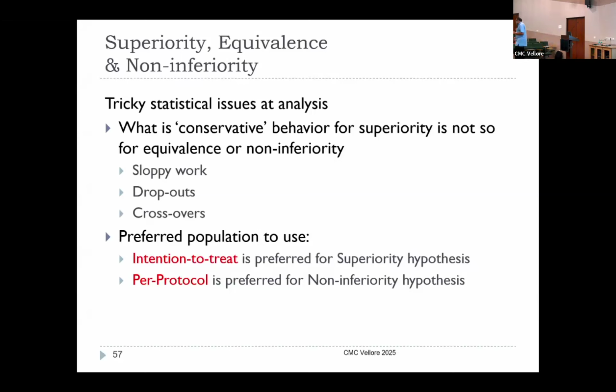Let's hide here. What is conservative behavior for superiority, like doing intention to treat, is actually anti-conservative for non-inferiority. If you do sloppy work, or there are lots of dropouts and people don't adhere, or there are a lot of crossovers, then you would not get a strong effect, and so you would not show much of a difference. That's why we have to do intention to treat, whether people took it or did not take it.